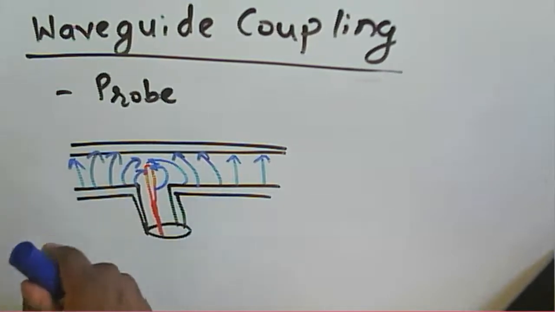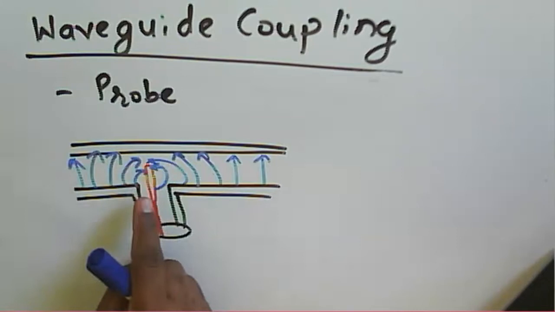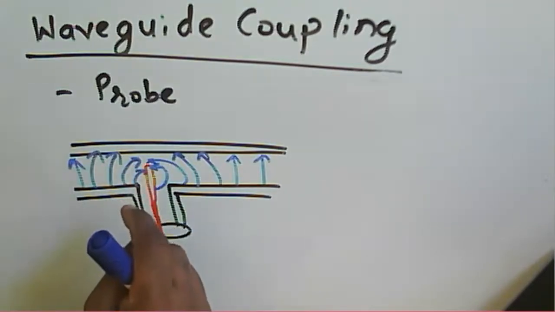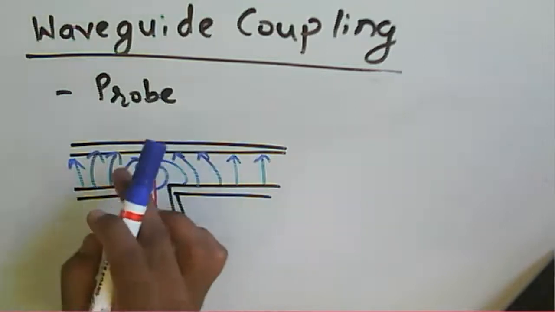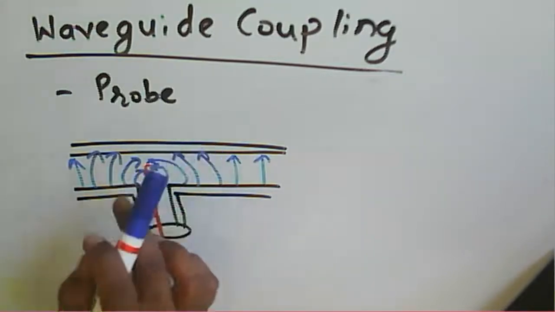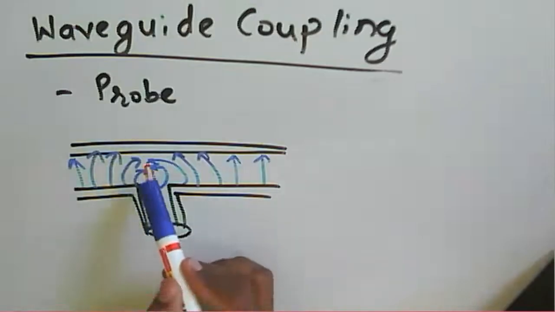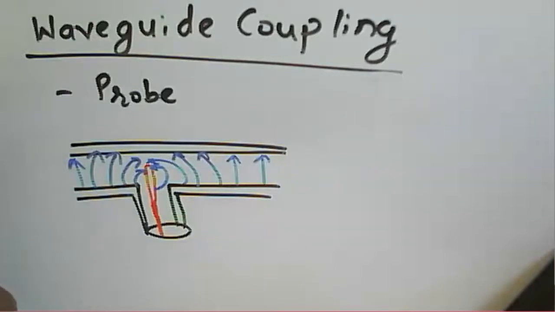So according to that, this probe will determine the frequency also. It will determine the frequency as well as the bandwidth, as well as the power handling capability of your guide. If we increase the diameter of a probe, then the bandwidth increases. And if we increase the length, the efficiency will increase there.